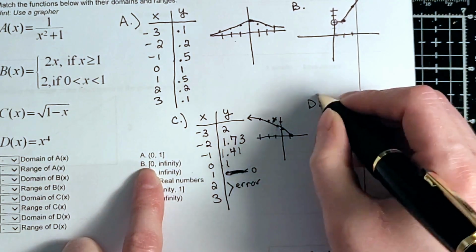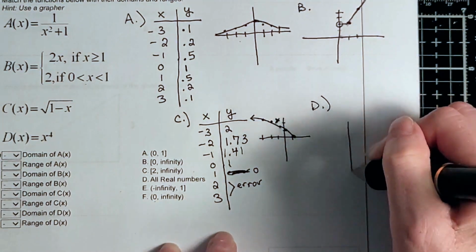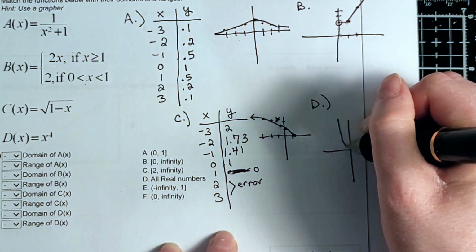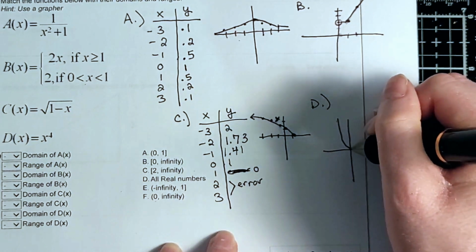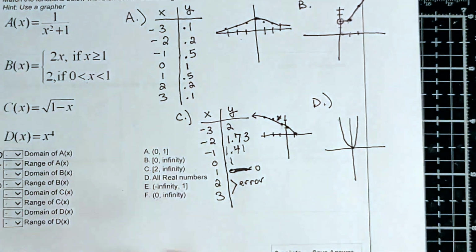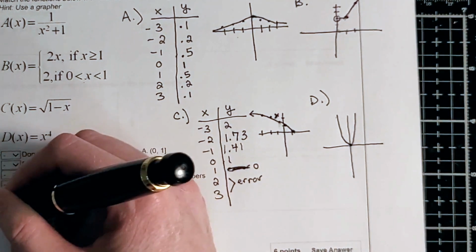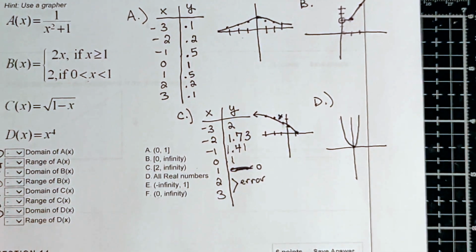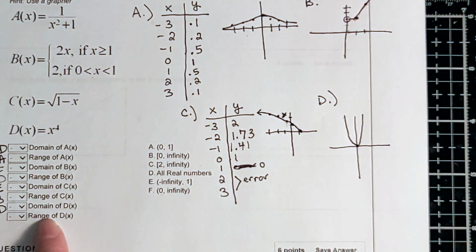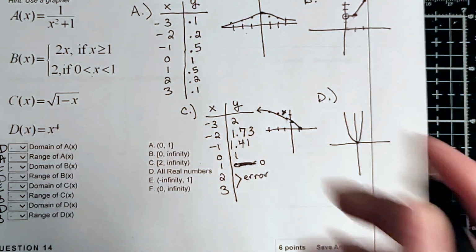All right, and question D. X to the 4th power, that one's easy to graph. You should have that one pretty much memorized. It's just a little bit skinnier version of x squared where it starts at 0. You got a parabola. Okay, so domain of that would be all real numbers, which is D. And yes, you can pick the same answer choices more than once. And the range of this would be 0 to infinity. So that would be B.